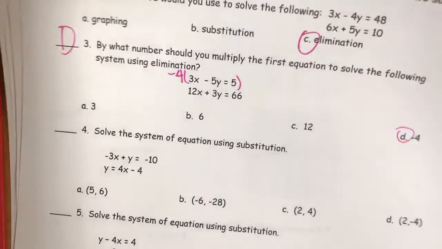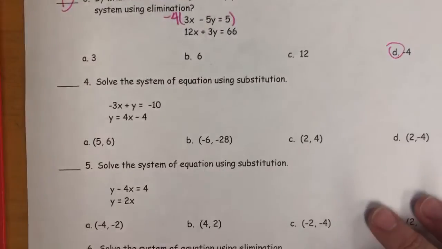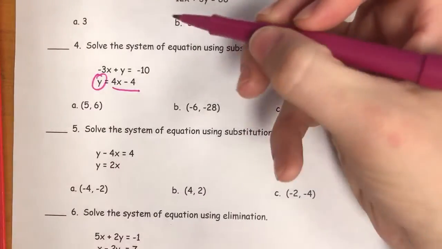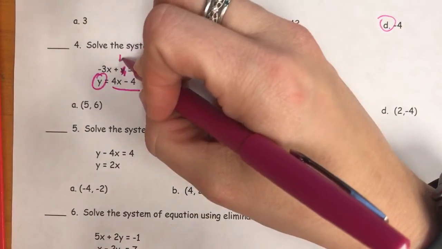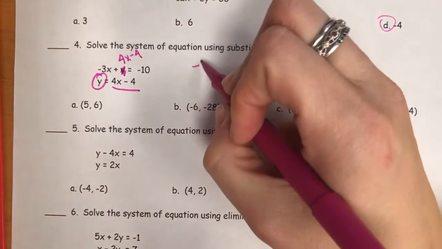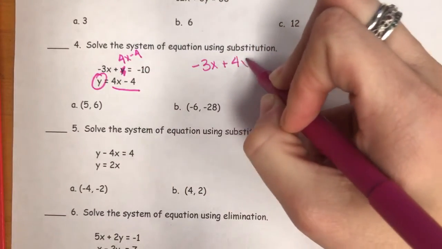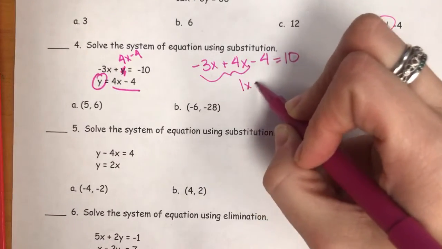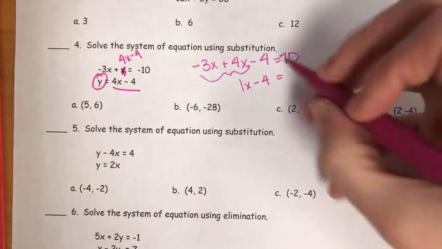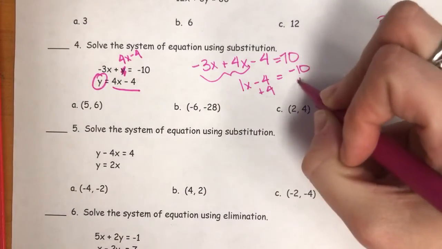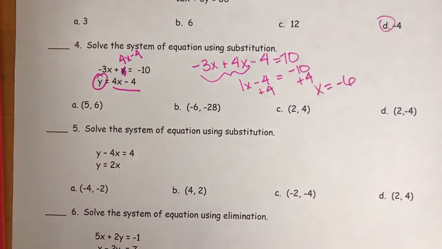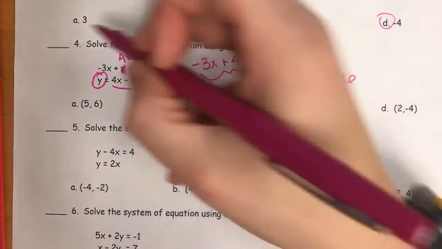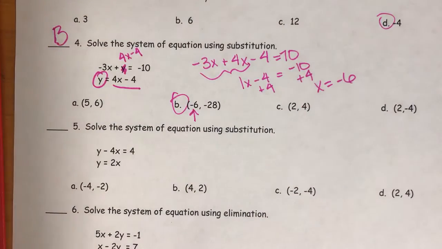Number 4 is asking us to solve by substitution. Get these other pages out of the way so I can move this better. Okay, so if we're solving by substitution, we're going to circle and underline. We're going to cross out the letter that we circled, and in its place, we're going to put what we underlined. So we now have -3x plus 4x minus 4 equals 10. So we'll combine like terms. That says 1x minus 4 equals -10. We'll add the 4. So that gives us x equals -6. And that actually narrows it down because there's only one option that has an x value of -6. So we will pick B.